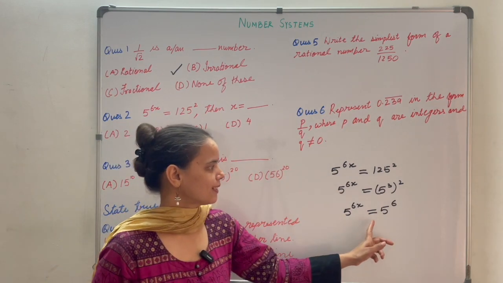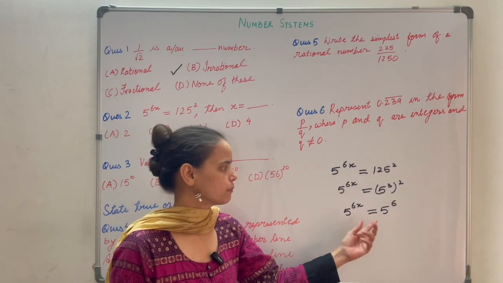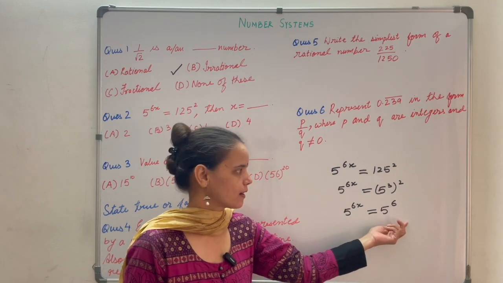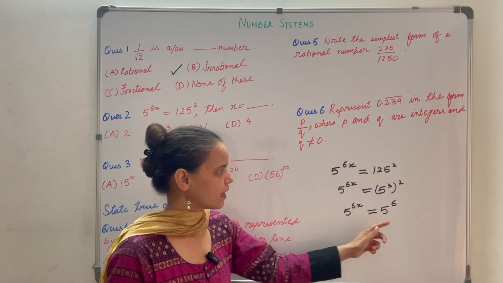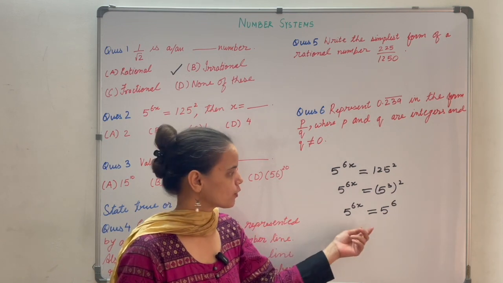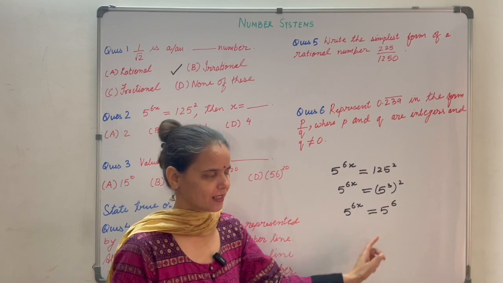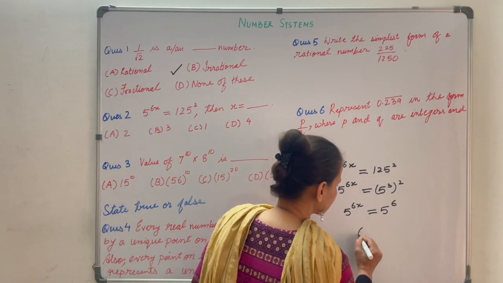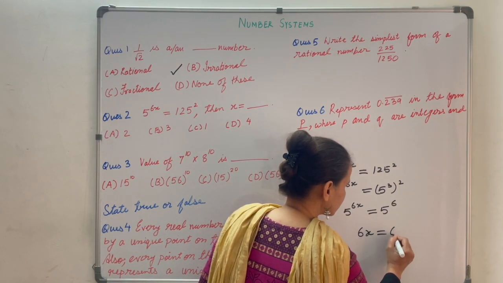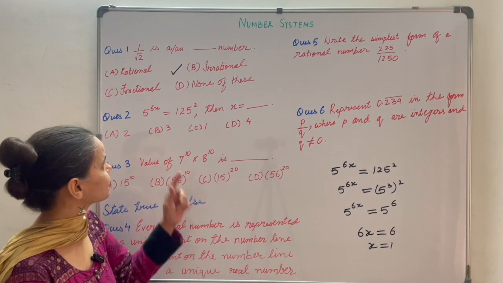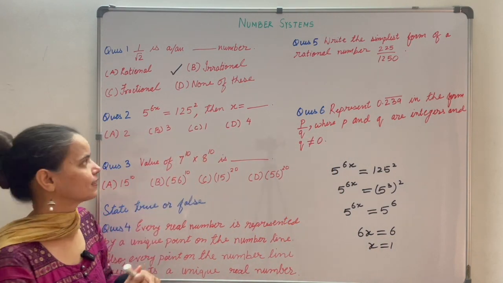So you can see that there is an equality sign here. That means this number over here is equal to this number over here. And here the base is 5, and here also the base is 5. So these two numbers will be equal when their exponent is also same. So we can rewrite this as 6x is equal to 6. So x is equal to 1. So the correct option over here is C.